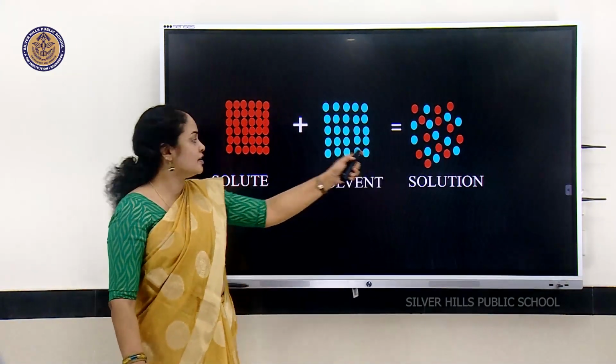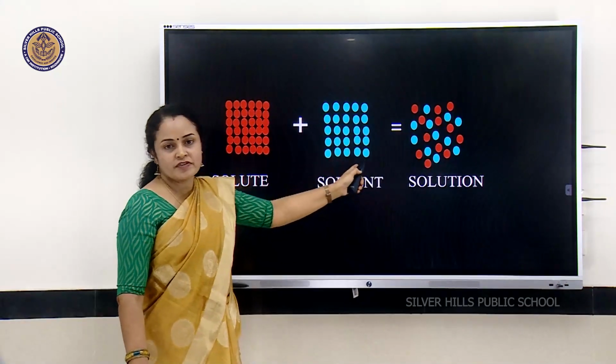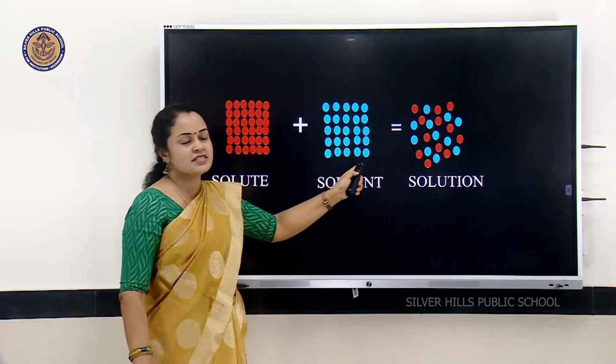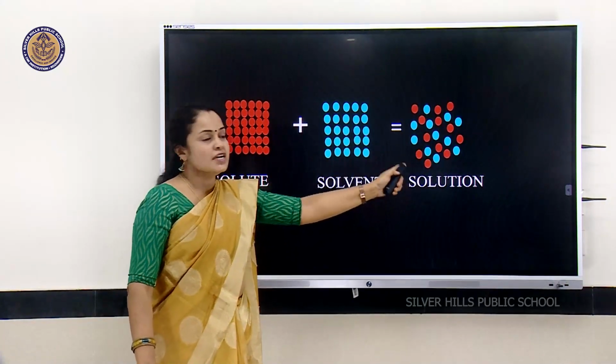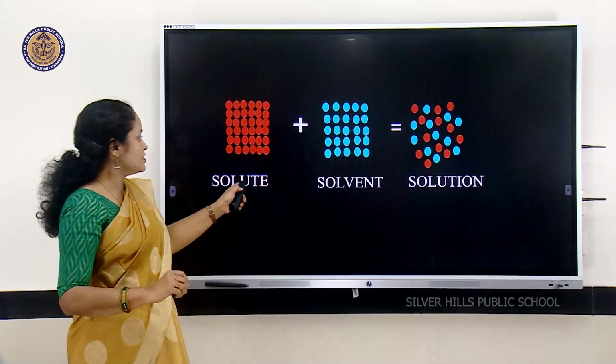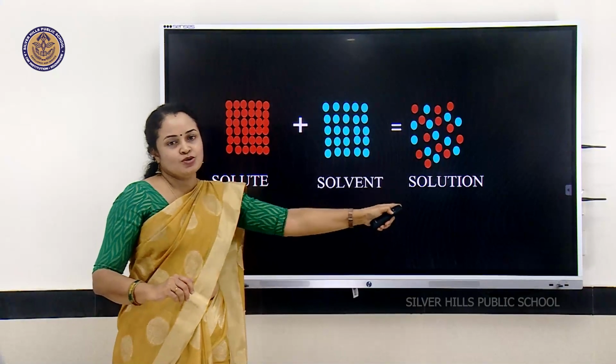What is happening here? The solute particles are getting mixed up with the solvent particles. That means they are occupying the space between the particles and they form the solution. This is how a solution is formed according to particle arrangement. See, the solute plus solvent gives the solution.